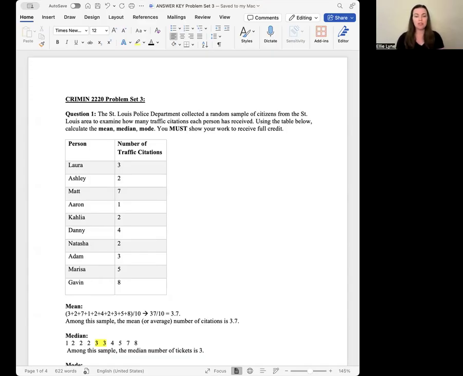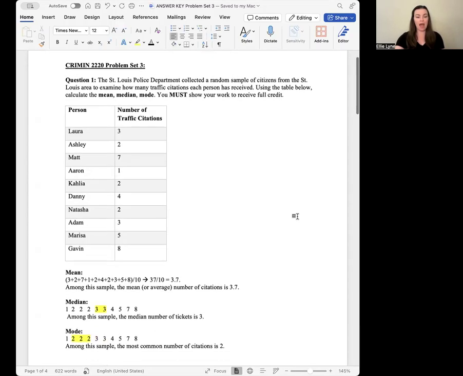The St. Louis Police Department collected a random sample of citizens from the St. Louis area to examine how many traffic citations each person has received. Using the table below, calculate the mean, median, and mode. Let's start off with our mean.